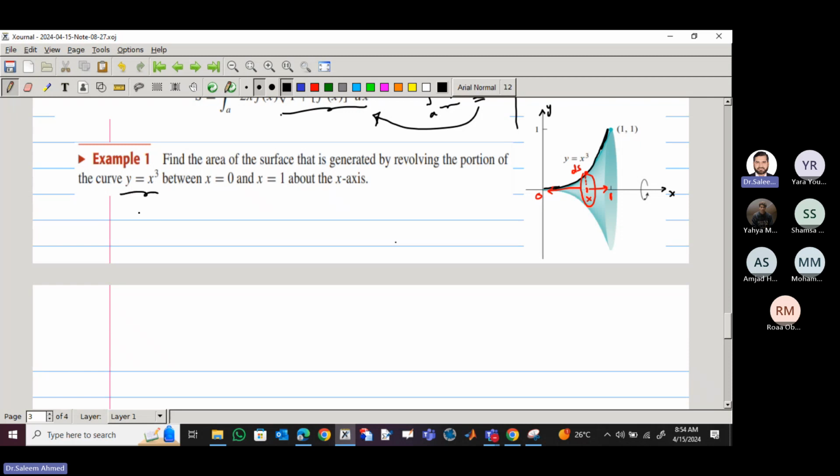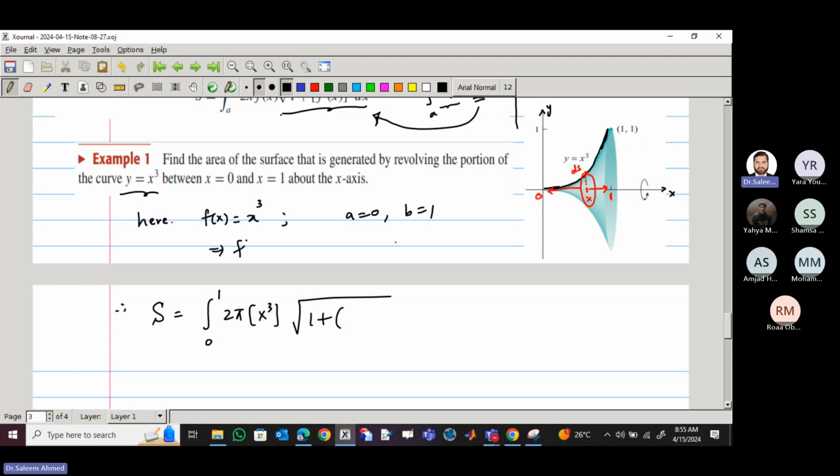So anyway, we just have to see what my function is. Here my function is x cubed, and x goes between 0 and 1. So it means my a is 0 and b is 1. So I can just replace everything in the formula. Therefore, the surface area is the integral from 0 to 1 of 2 pi f(x), which is x cubed, times square root of 1 plus f prime of x squared. So I can find f prime of x. f prime is 3x squared. So square root of 1 plus (3x squared) squared dx.